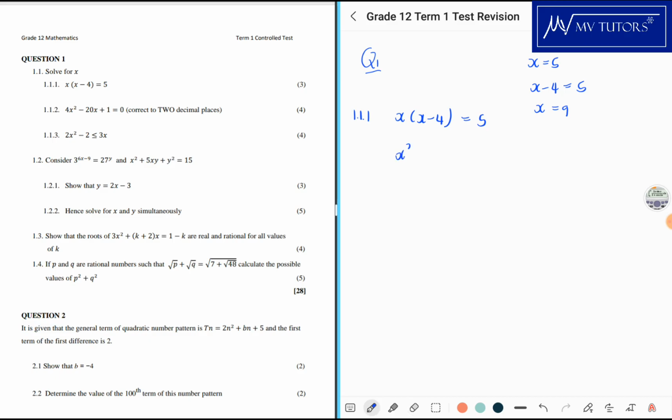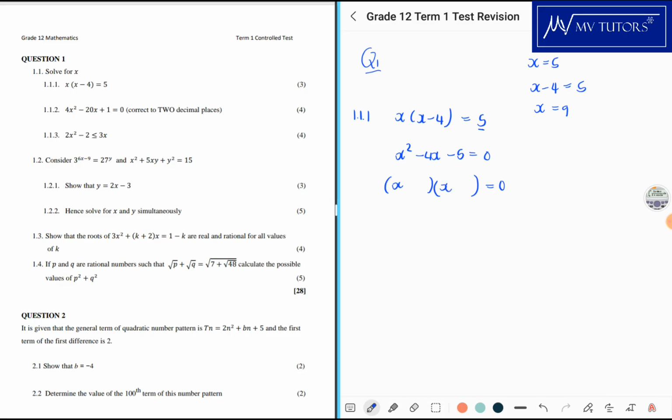So we have x squared minus 4x, and we're going to take the 5 on the right hand side to the left hand side, which will give us minus 5. And then we need to factorize. For some of you who are not comfortable with factorizing, even though this is just 3 marks, you are more than welcome to use the quadratic formula just to be safe.